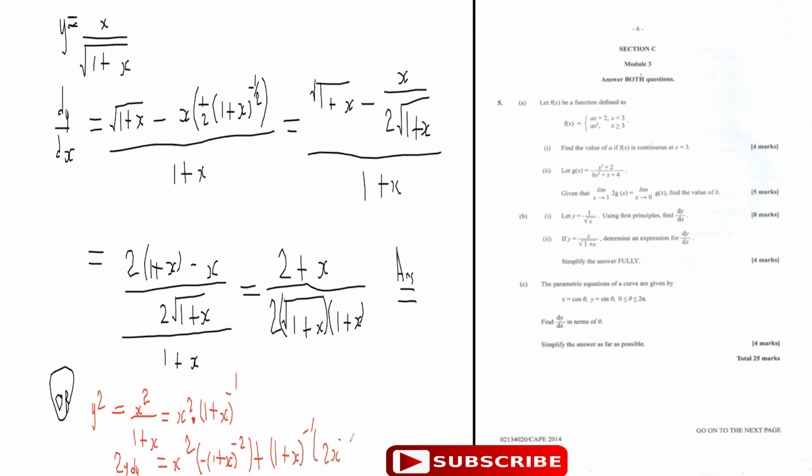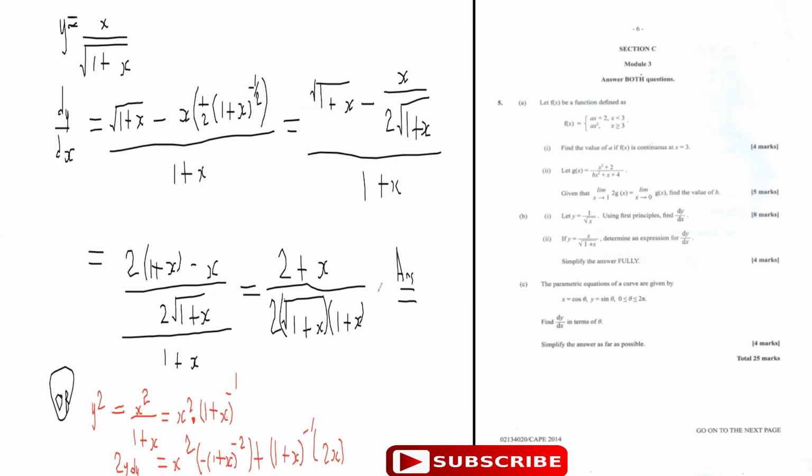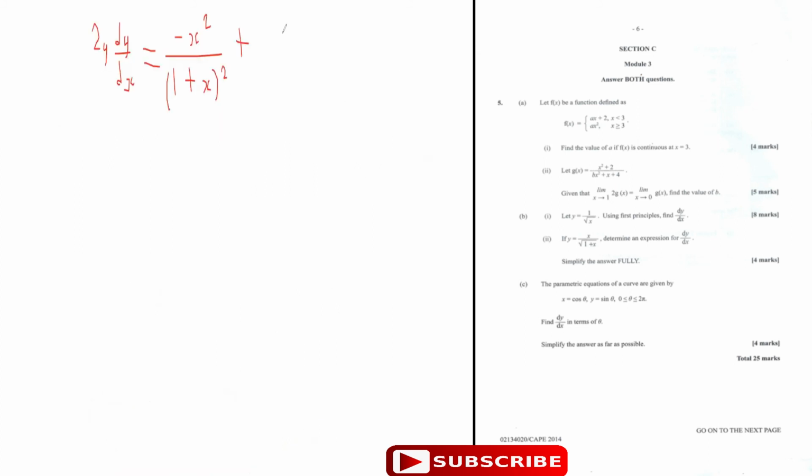This is telling me that 2y dy by dx, if I had to continue, this is if you wanted to do it implicitly, would work out to be equal to, this part is going to simplify to be minus x squared over 1 plus x all squared. Then I have plus 2x over 1 plus x.